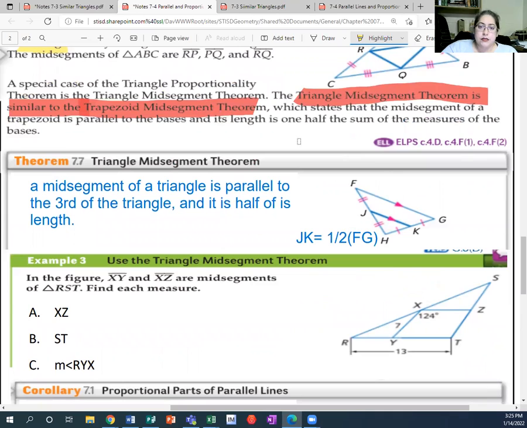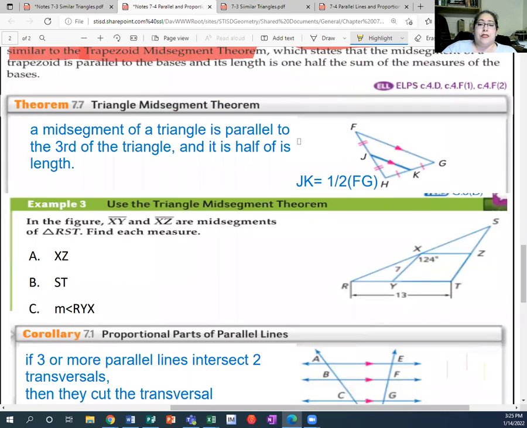All right, let's talk about what this triangle mid-segment theorem says. It says that the mid-segment of a triangle is parallel to the third side of the triangle and it's half its length. All right, so if I have this segment here, JK, that's the mid-segment. It goes from midpoint to midpoint.